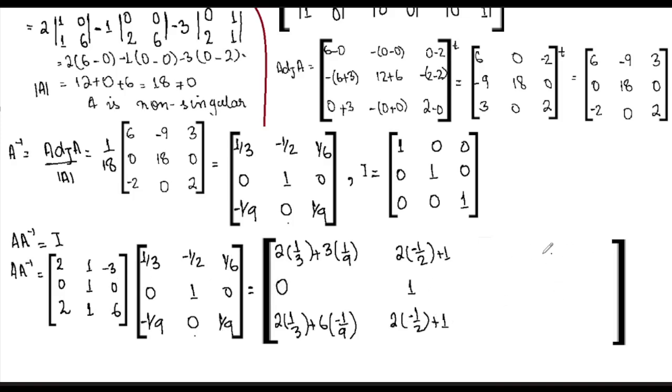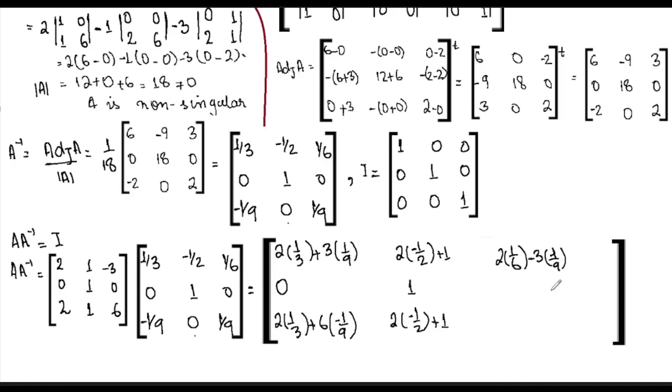For this entry, we are going to multiply the first row with the last column. So this is the first row and this is the last column. So we are going to multiply them. 2 into 1 by 6. Then we have 1 into 0, which obviously gives us 0. And then this is minus 3 into 1 by 9.